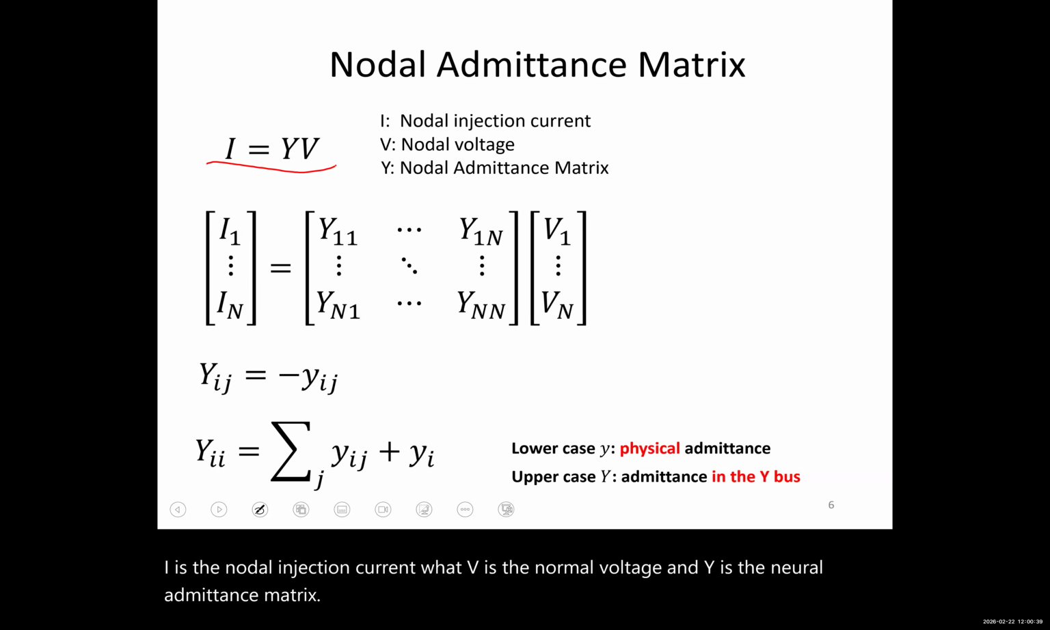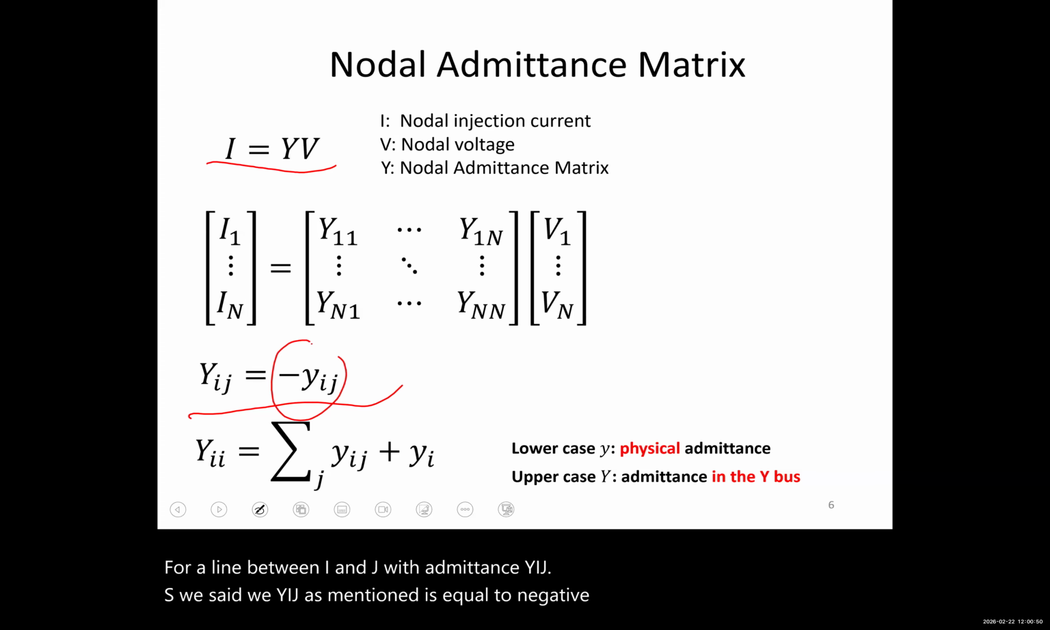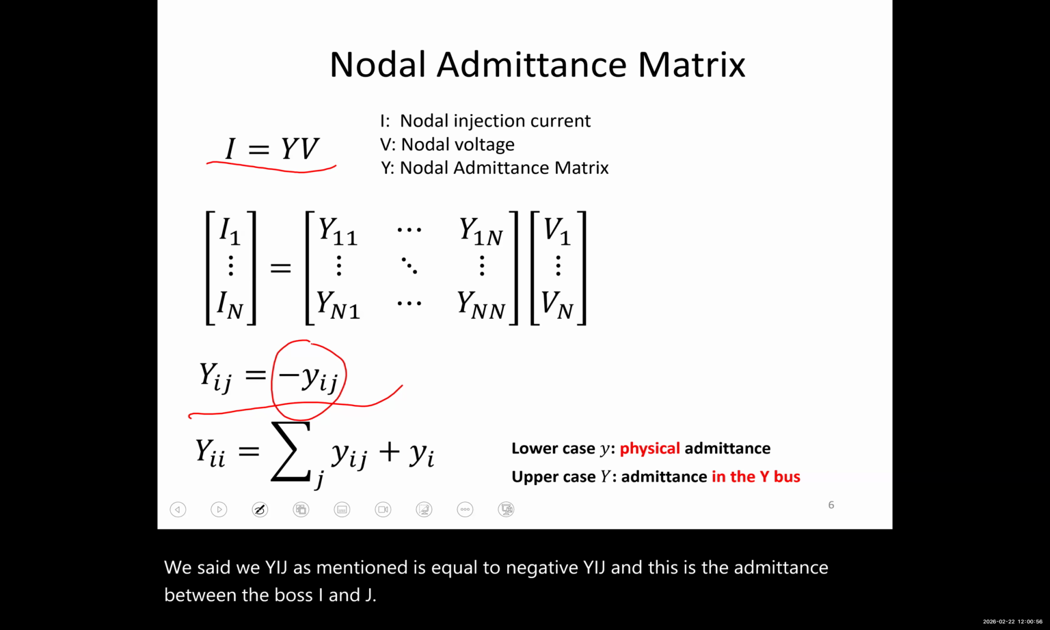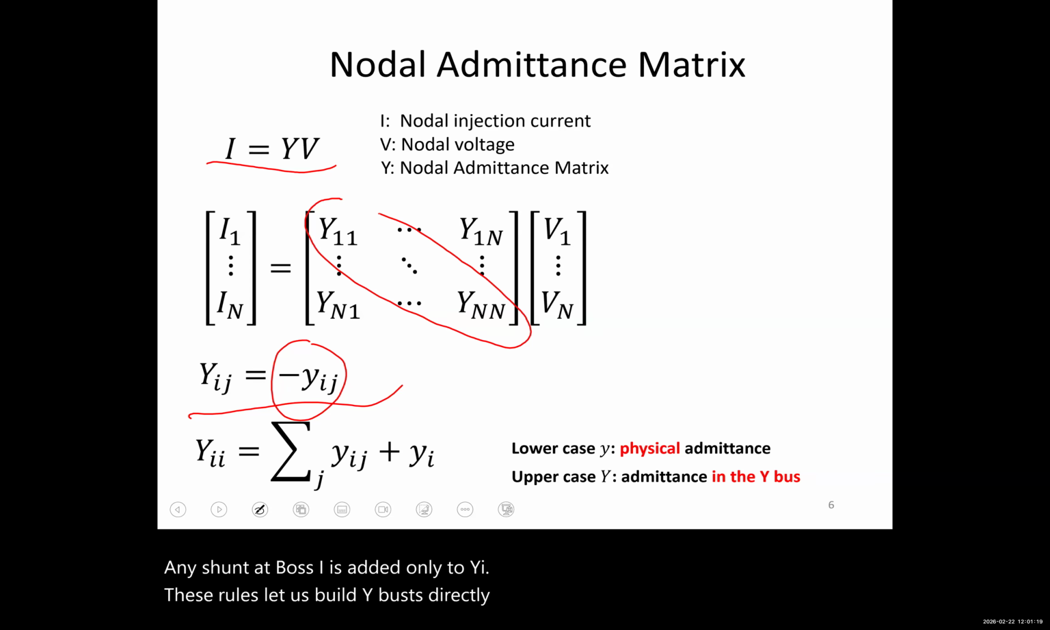For a line between i and j with admittance yij, we set capital Yij, as mentioned, equal to negative yij, the admittance between bus i and bus j. Add that same yij to both diagonals, Yii and Yjj. So these are Yii and Yjj, and any shunt at bus i is added only to Yii. These rules let us build Y-bus directly from the one-line diagram.